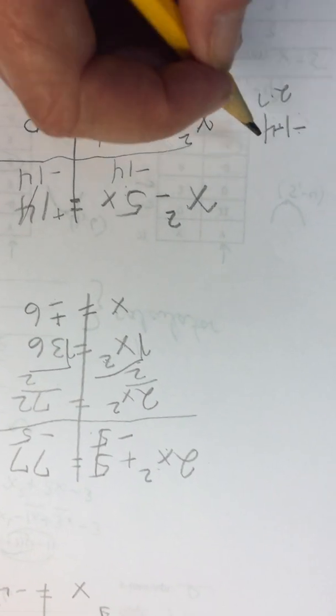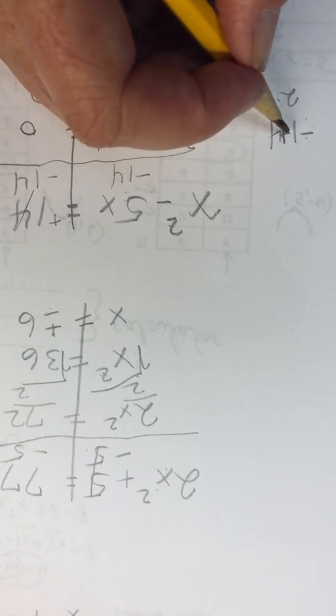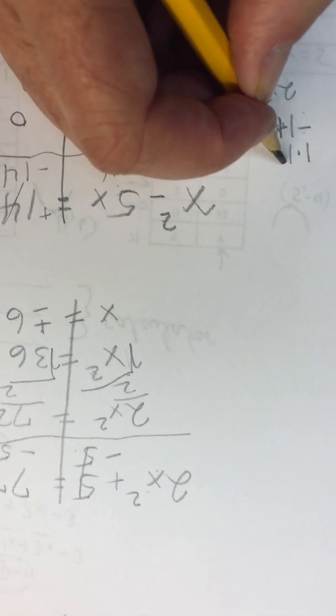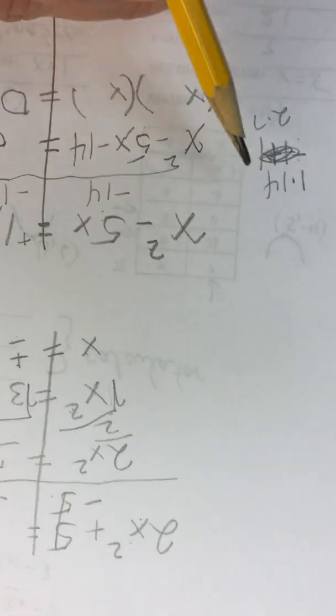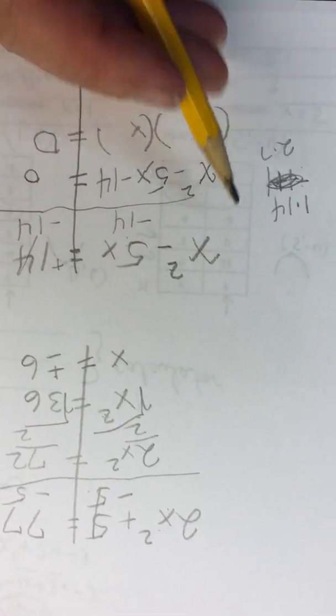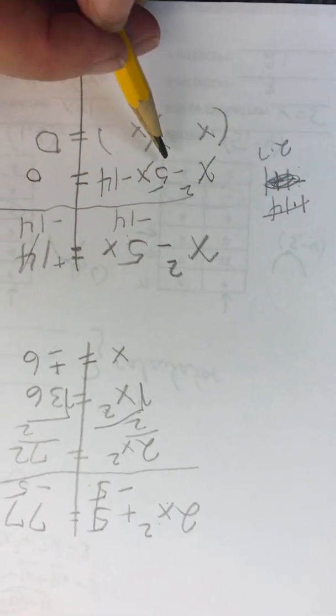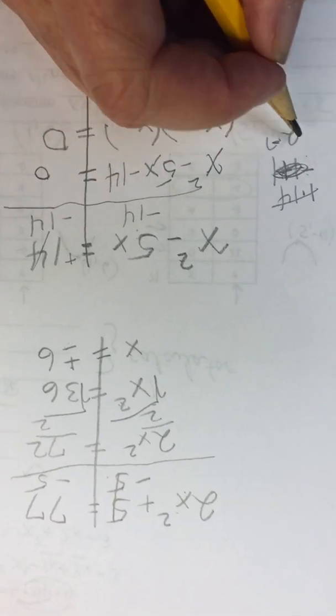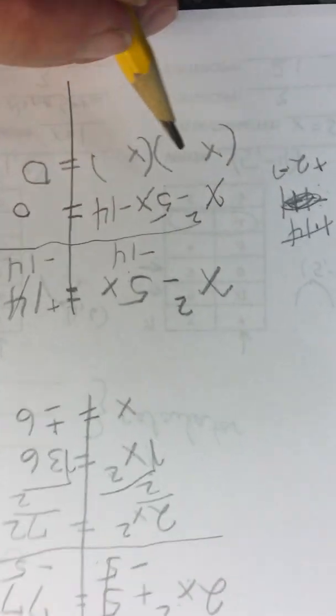Oh, I want 14. Sorry, that's just 14. 1 times 14. I know you're telling me, Miss Harris, you're right. You wrote it down on 1 times 14. Okay, so it's 1 times 14. Obviously, 1 times 14 won't give me a 5, so that one's off. 2 and 7 will give me the 5. I want the 7 to be negative, and I want the 2 to be positive. If I can write that.